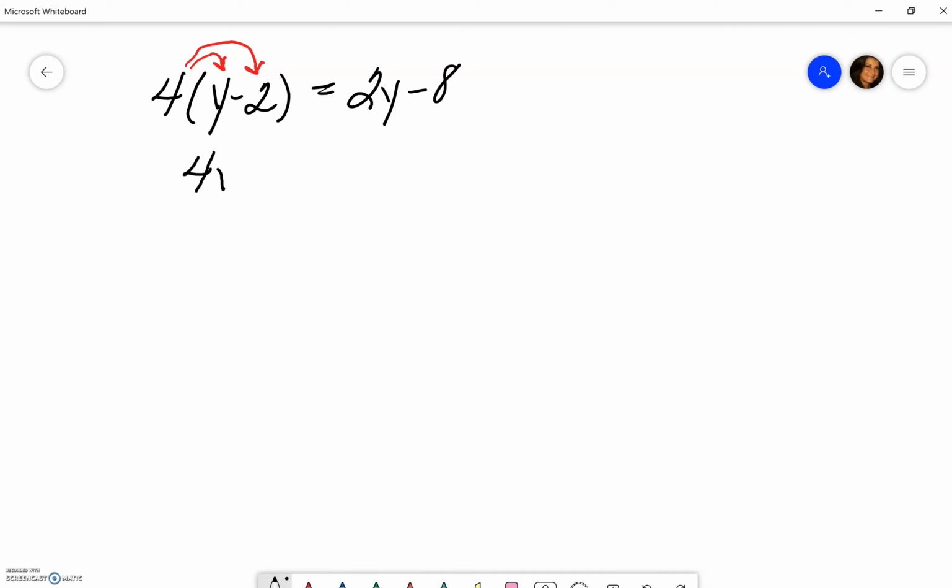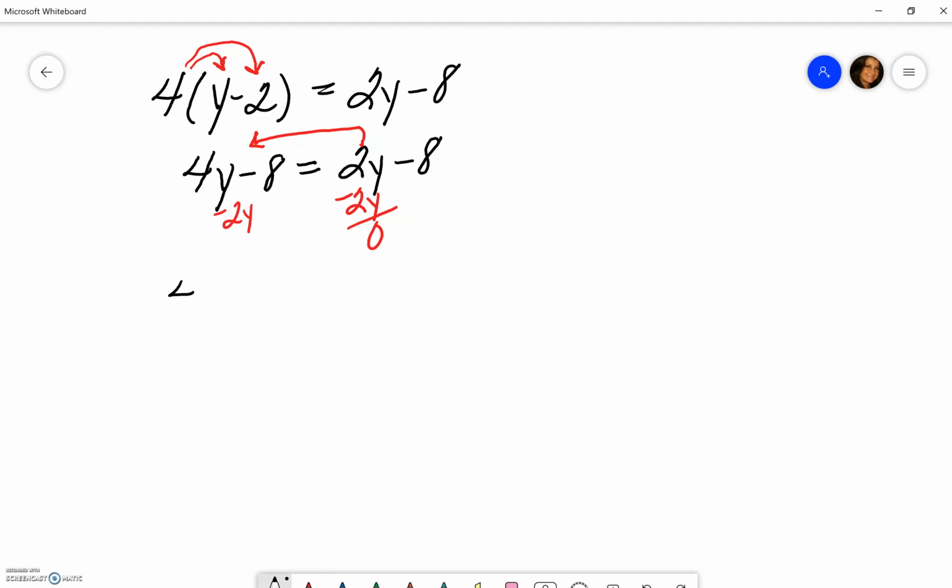So that would be 4y minus 8, because 4 times 2 is 8, equals 2y minus 8 on this side. Didn't do anything on that side. Now we can't combine like terms on either side, so we got to start shifting things around. So I'm going to move this one over there first. So I'm going to subtract it out, make it the opposite to zero out. What you do to one side, you must do to the other.